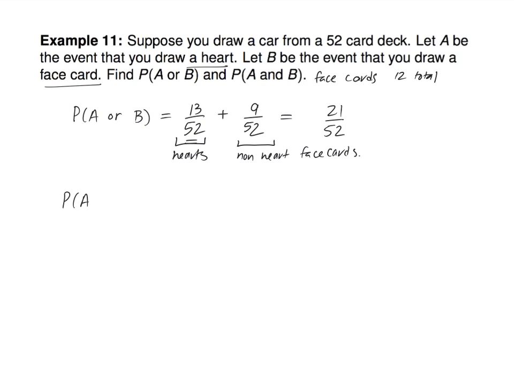How about P of A and B? How many things are both hearts and face cards? 3. 3 out of 52. No, that'd be 3 out of 52. And the first one is 22 out of 52.